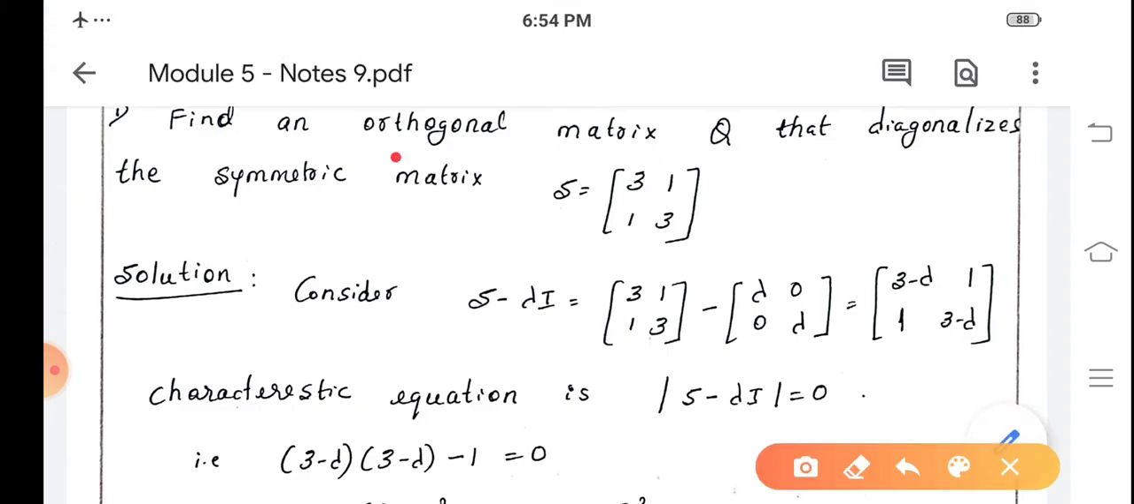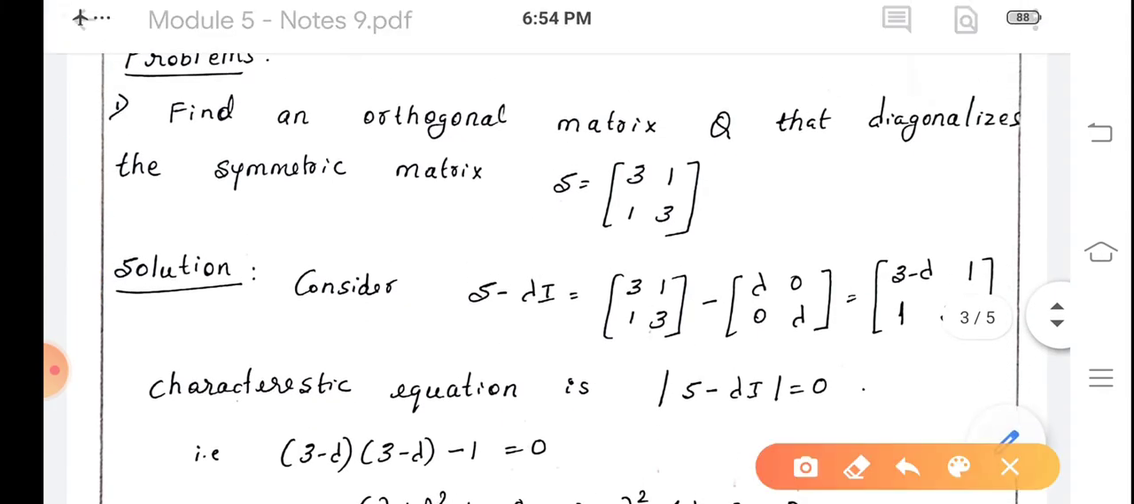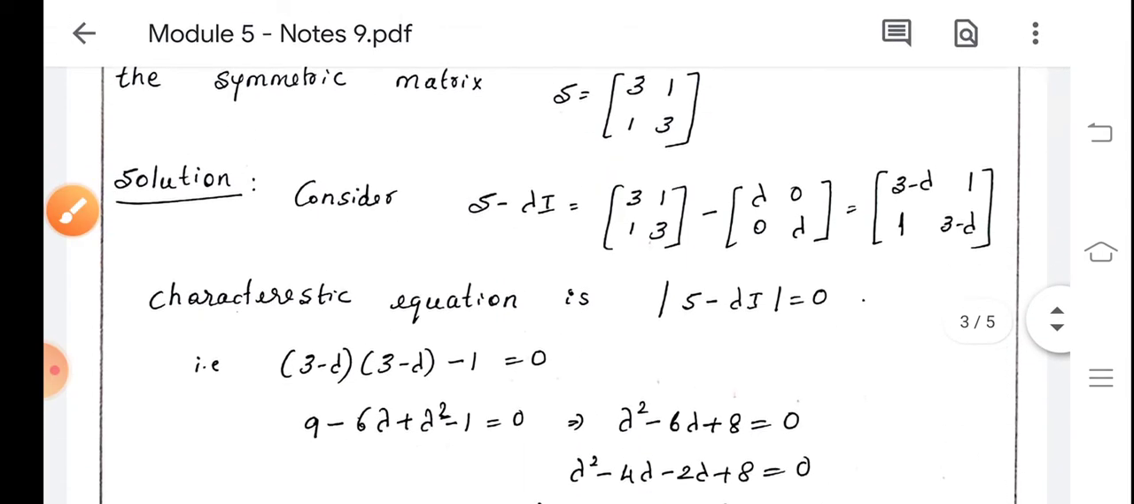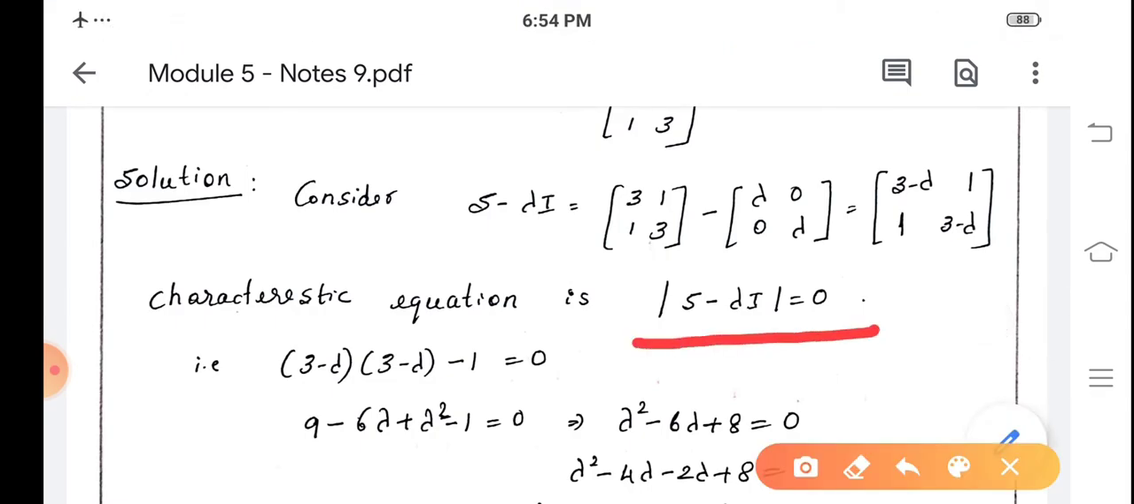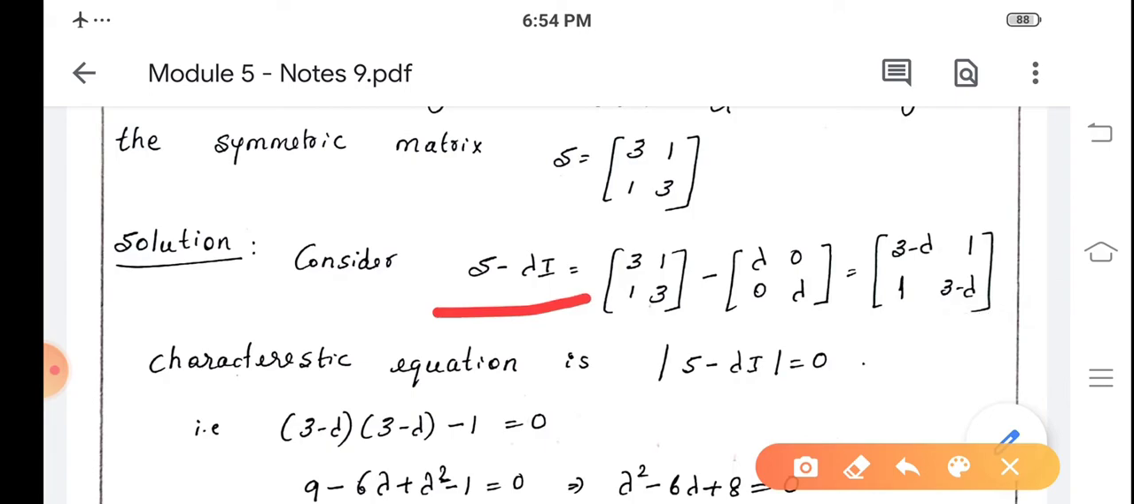Question number 1. Find the orthogonal matrix Q that diagonalizes the symmetric matrix S equal to first row 3 1, second row 1 3. First we find the eigenvalues and eigenvectors for the given symmetric matrix S. To find the eigenvalues of S, we require the characteristic equation. The characteristic equation is determinant of S minus lambda I equal to 0. S minus lambda I is, S is the given matrix, minus lambda I, which is lambda 0, 0 lambda.